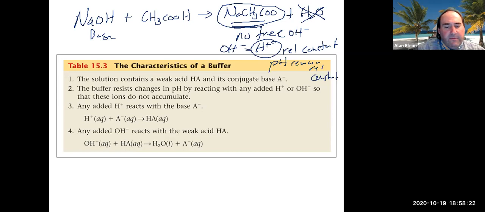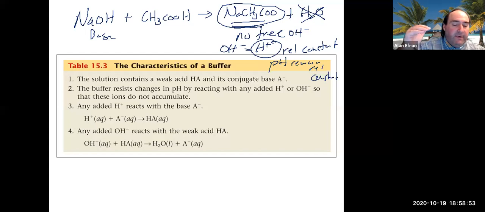Ultimately, the way a buffer works is because it has an acid part and a base part. When you add acid or base to a buffer, it basically prevents the formation of free H plus, which would make the pH go way down. And it prevents the formation of free OH minus, which would make the pH go way up. By preventing those from being formed, it is able to maintain the H plus concentration it started at and essentially maintain its pH, so you don't get giant jumps in pH.